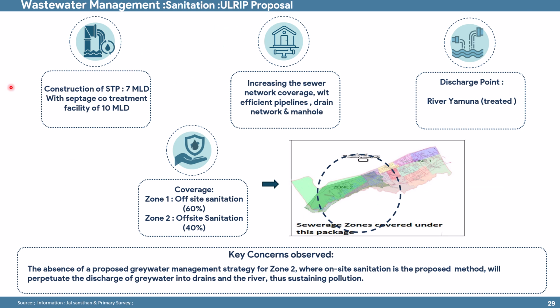Coming to the ULRIP proposal for the sanitation management in the city, an STP of 7 MLD with a co-treatment septic facility of 10 MLD is proposed. Laying of new sewer networks is also proposed. The entire city is now divided into two zones, according to which 60% of the city is covered for offsite sanitation, that is, a sewer network is being built there, but the remaining 40% is left to on-site sanitation.